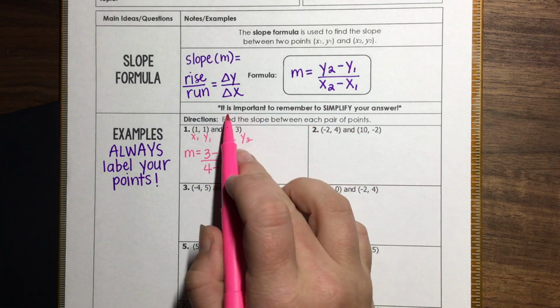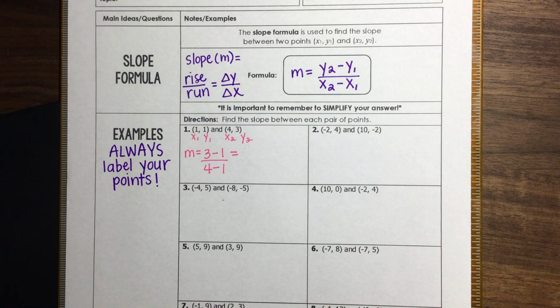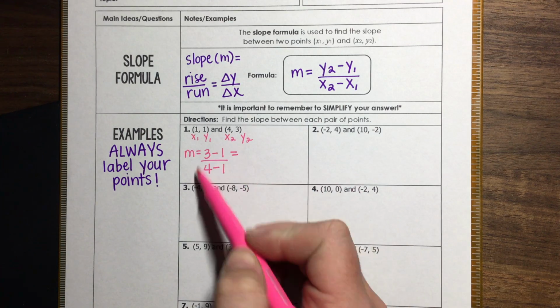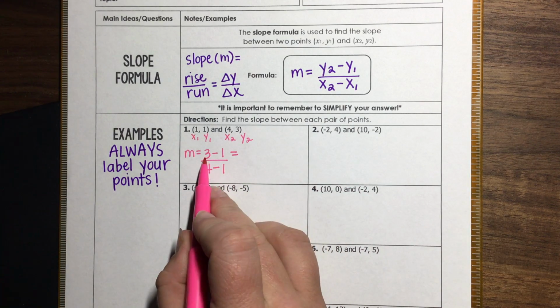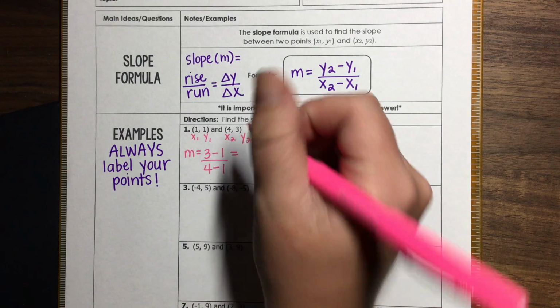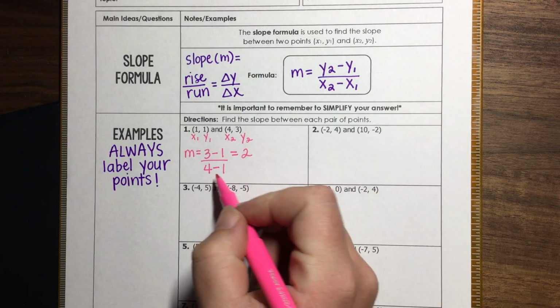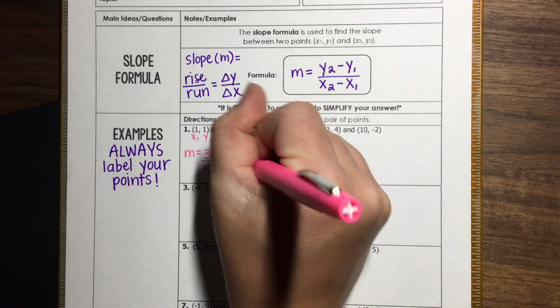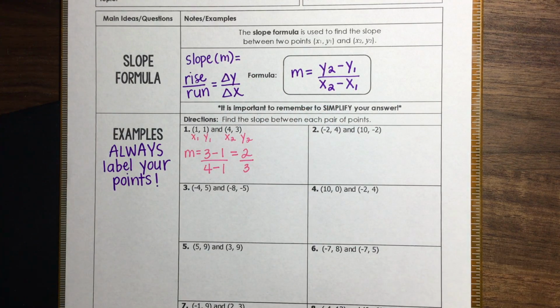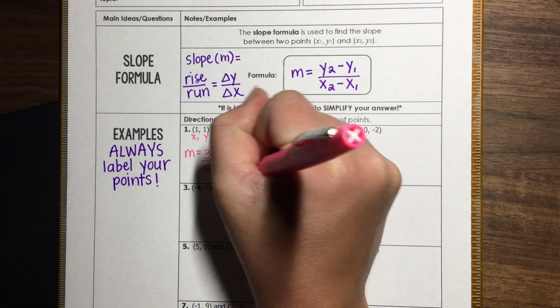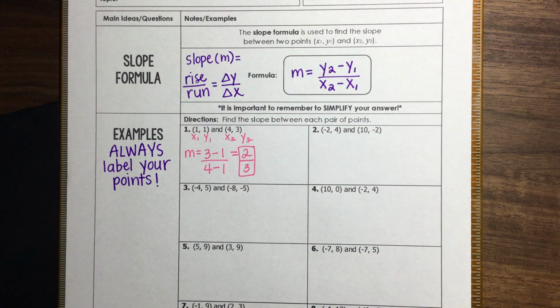It is important to remember to simplify your answer. So I've got to simplify this fraction that I currently have here. On top I have 3 minus 1, which gives me 2. On bottom I have 4 minus 1, which gives me 3. At this point I can't simplify 2/3 anymore, so that is my answer. 2/3 is the slope of number 1. I'm going to move on to number 2.